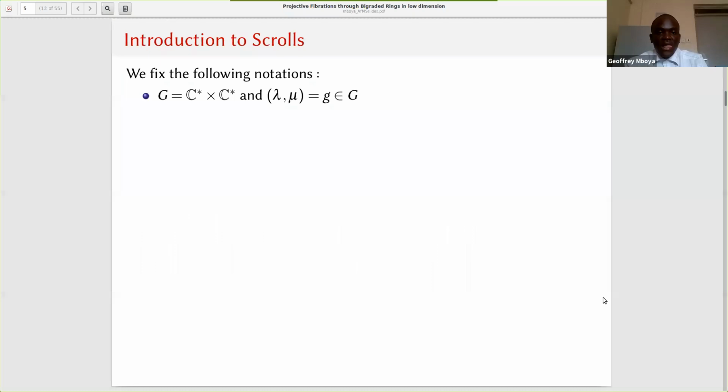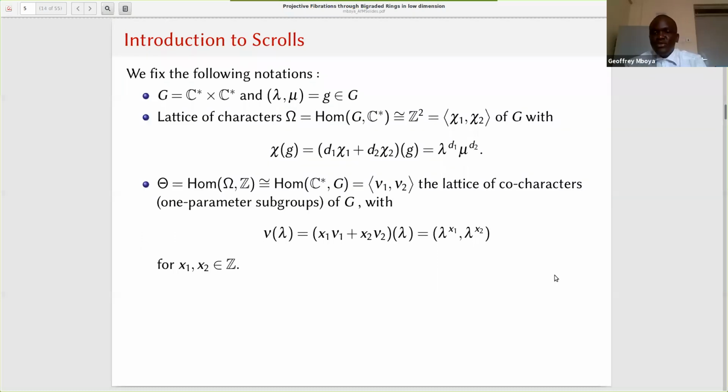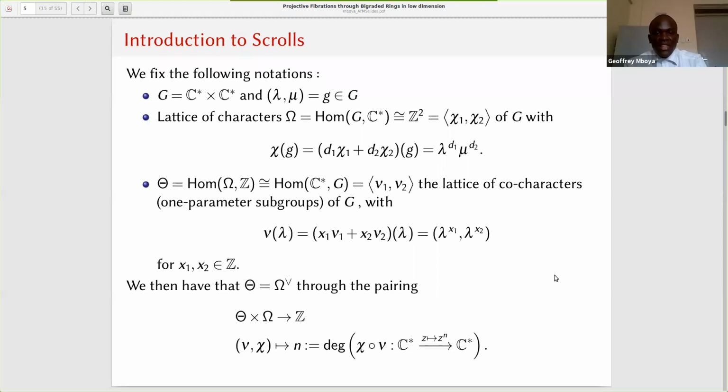of the group is spanned by nu1 and nu2. They assign parameters: for example, nu1 assigns the parameter lambda to lambda, and nu2 assigns the parameter lambda to 1 and lambda. The general action is also defined. So the lattice of characters and the lattice of co-characters are dual to each other through taking the degree of the composition of nu and chi.